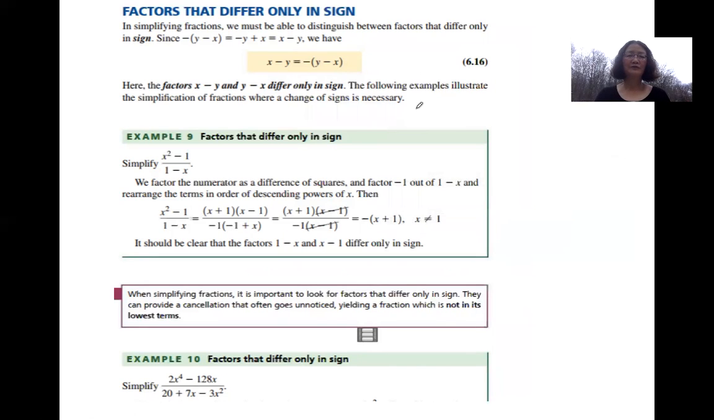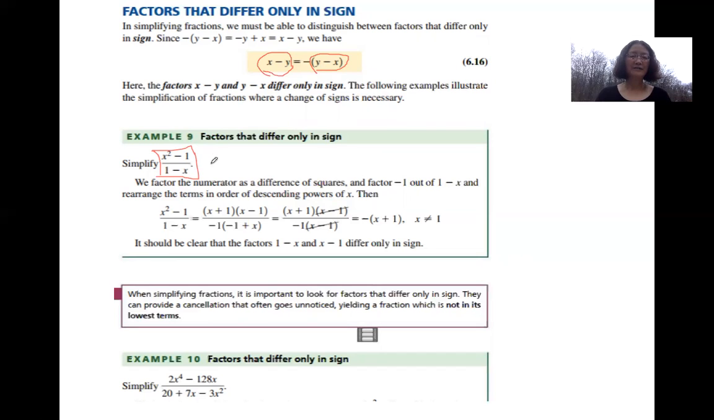So, more about fractions. This is a property of fractions, actually a property of algebra. If you have x minus y, it is the same as negative bracket y minus x. So we are going to use this to do this example: simplify this fraction.